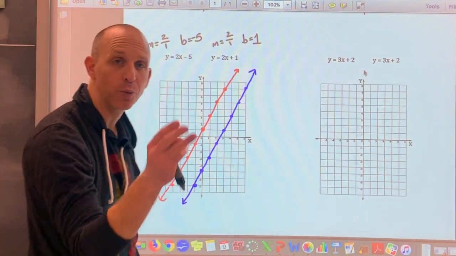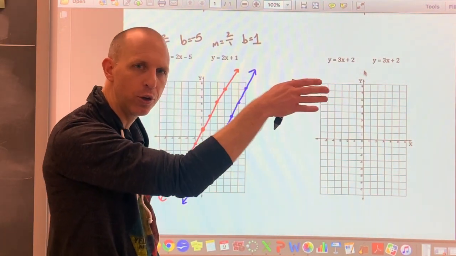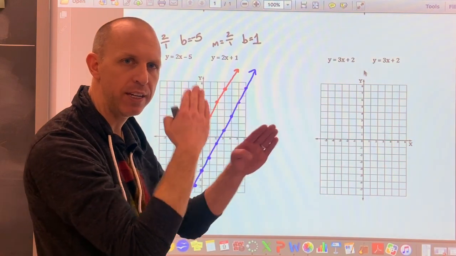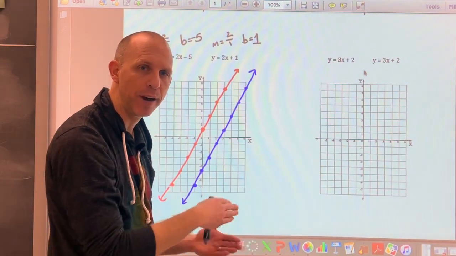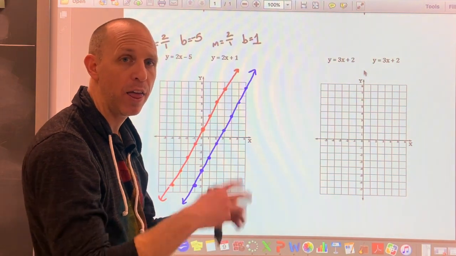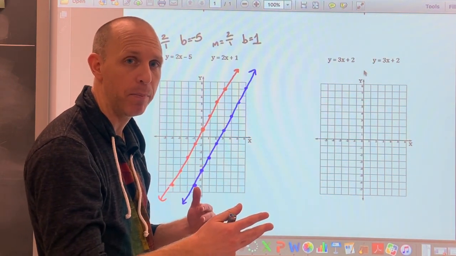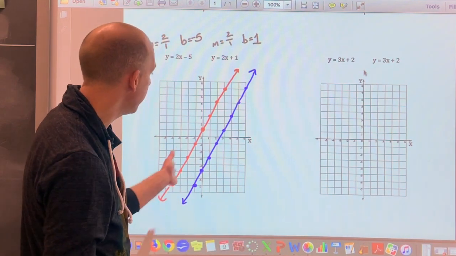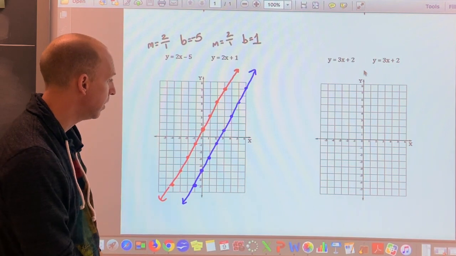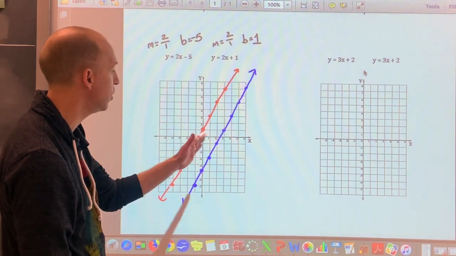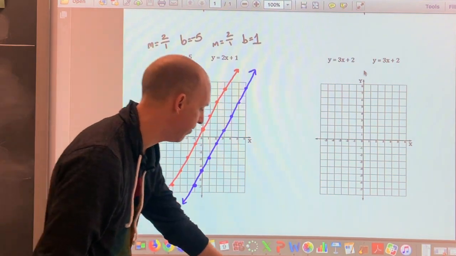Now the question is, what's the solution? Well, in examples 1 and 2, we found where these two lines intersect. But if you remember back from our exploration, there was a point where they would never have the same amount of money. Well, look at these lines. Are these two lines ever going to intersect at a certain point? And the answer is no.